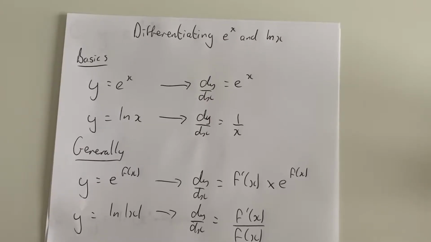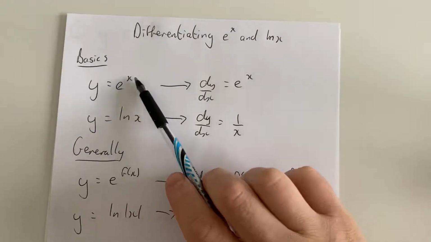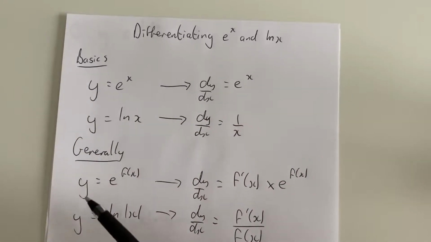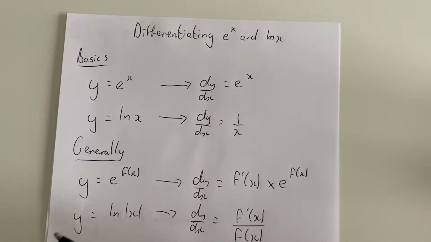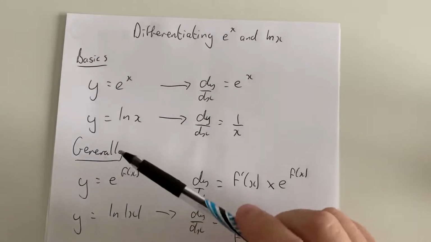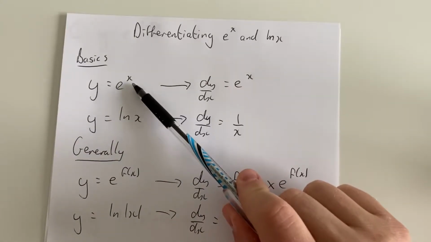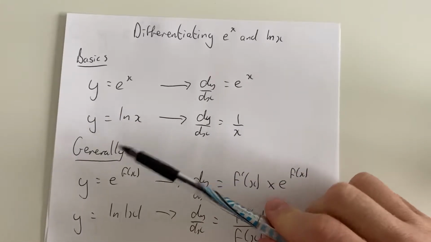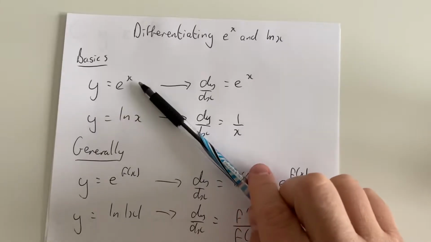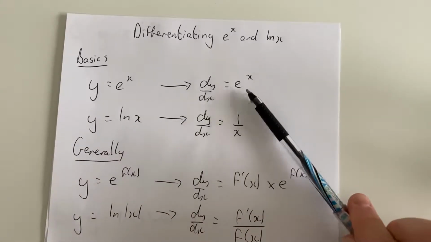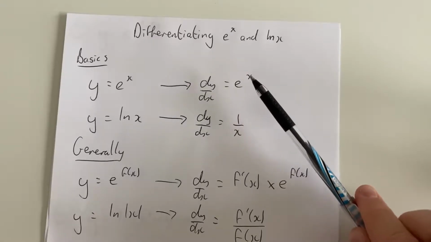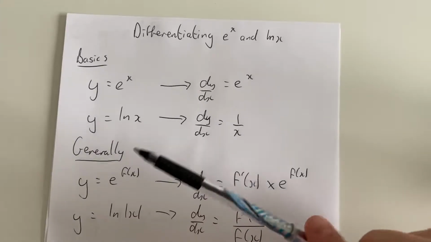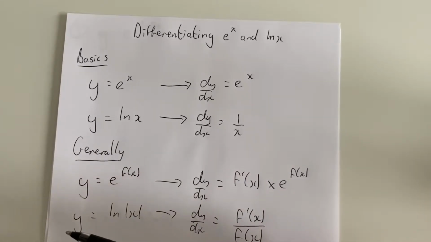So the basics are that if you have y equals e to the x, it just differentiates to e to the x. Now that is because of what the exponential function is actually defined as. So the exponential function was created in a way so that the gradient at any point is always the same as its y-coordinate. So if the y-coordinate equals e to the x, then the gradient equals e to the x as well. If you have a more complicated function to do involving e, so e to anything else, it's a bit trickier, but we'll come to that in a second.